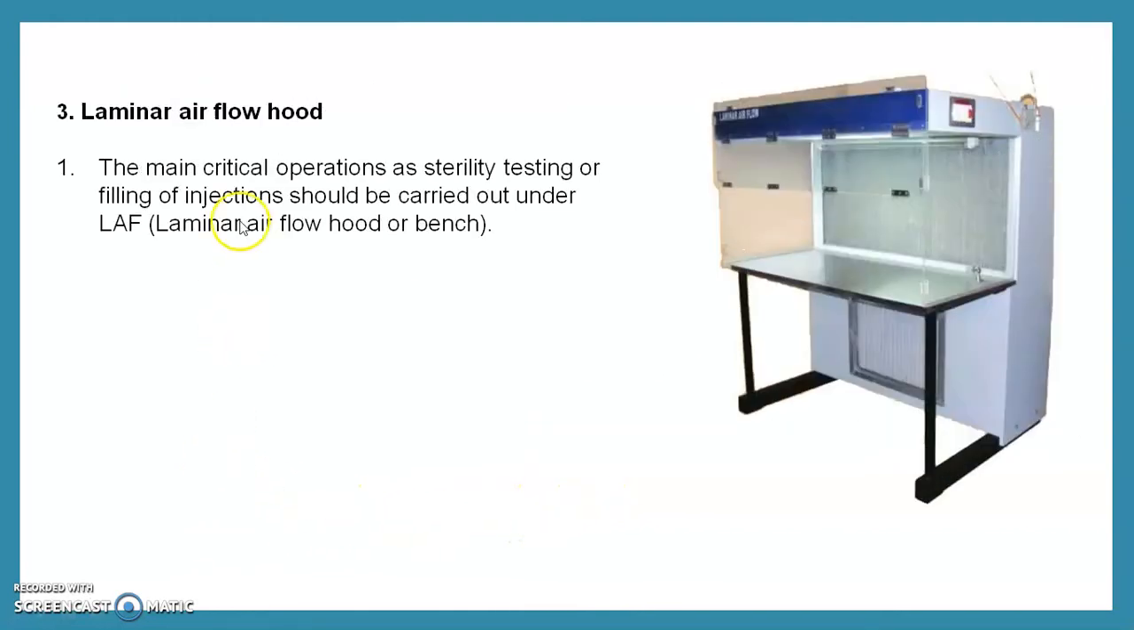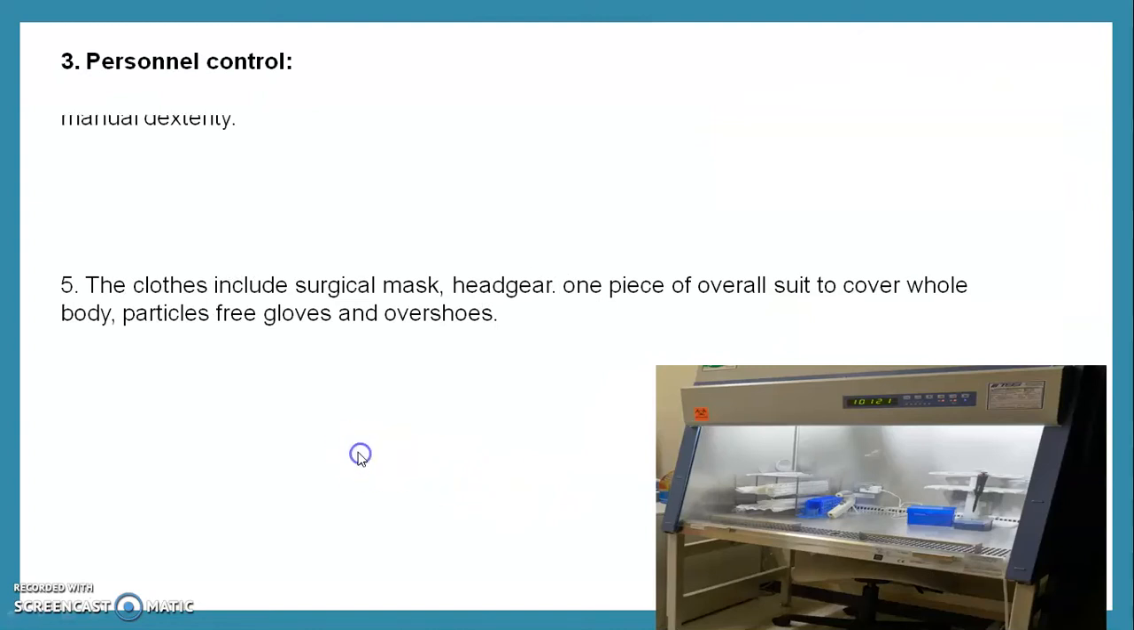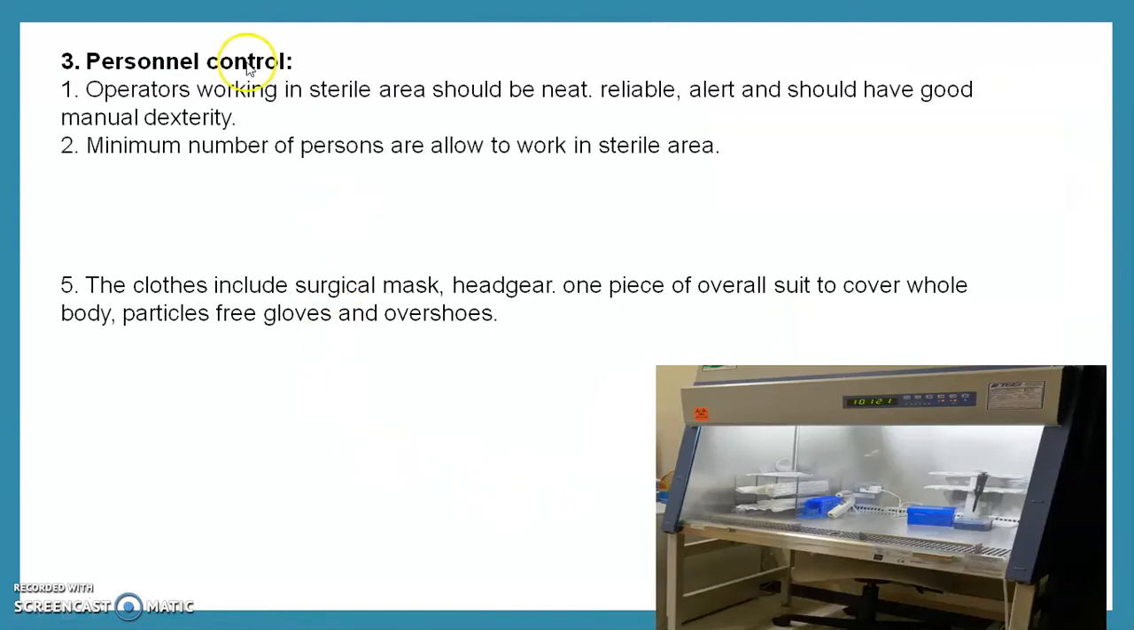This is the laminar flow. The main critical operations, such as sterility testing or filling of injections, should be carried out under laminar air flow. Laminar air flow or laminar air hood is a system in which air is filtered within a confined space in parallel layers with a uniform velocity of 100 feet per minute, causing the sweeping of the contaminants with the airflow.